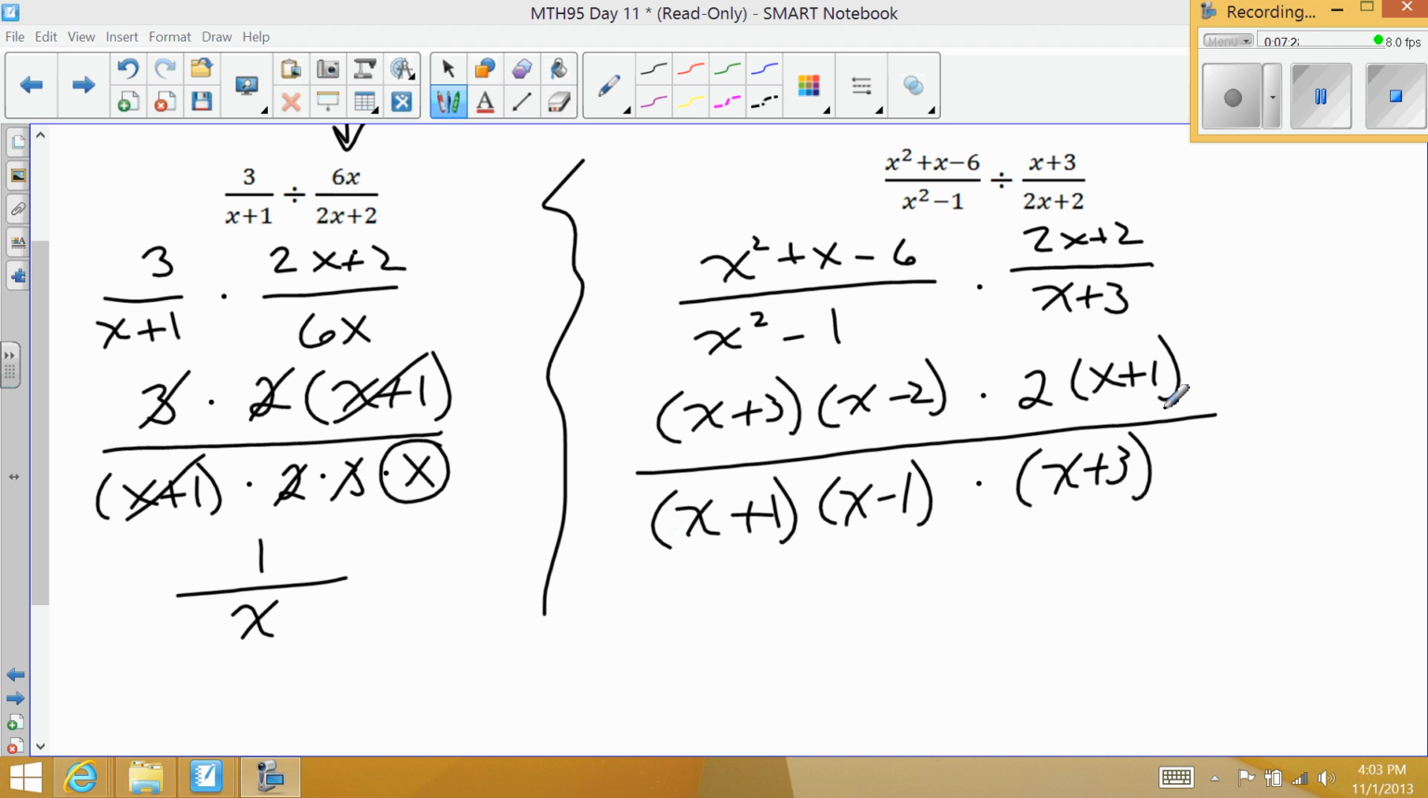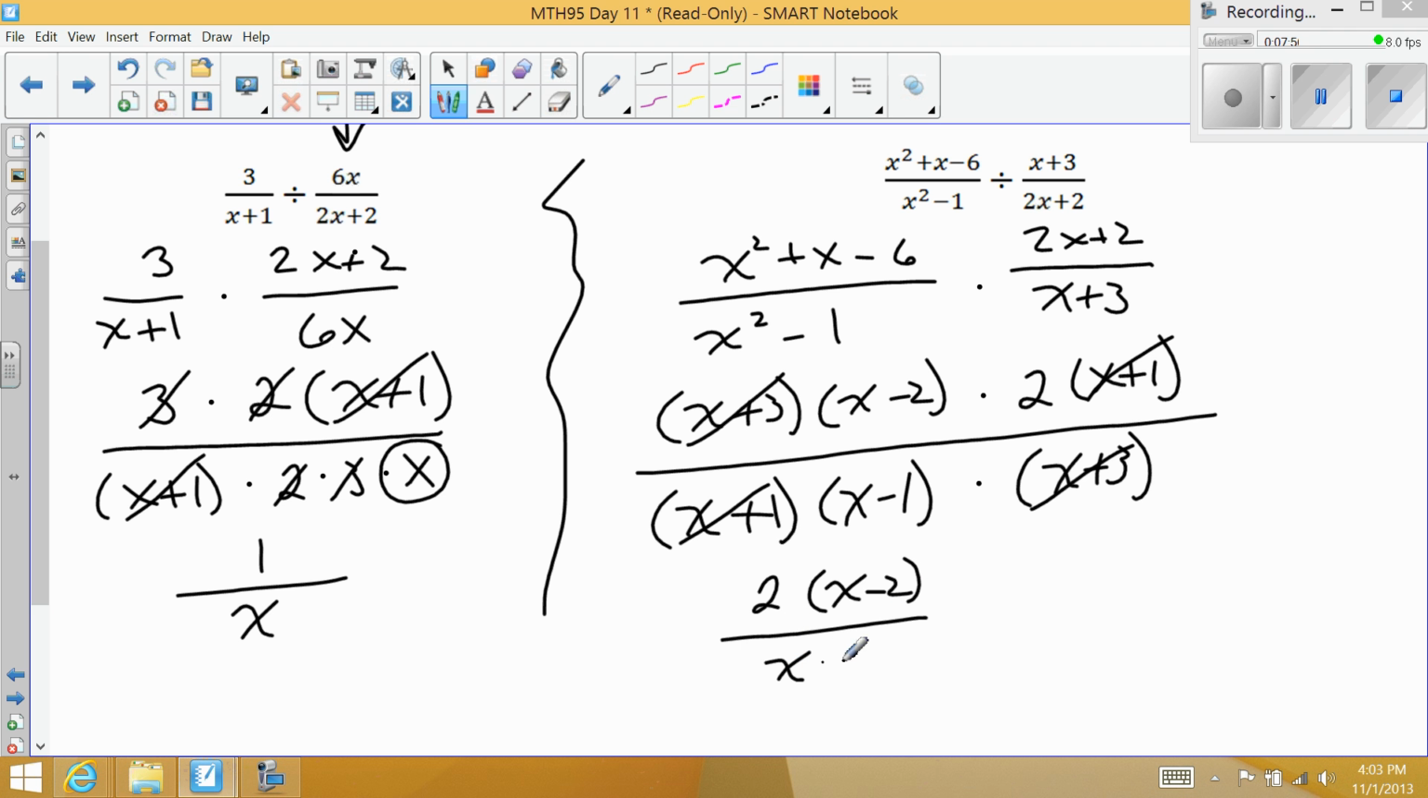X plus 3 is linear, so it doesn't factor. Just put some parentheses around it because I'm multiplying. And then the x squared plus x subtract 6, I saved for last, and it will factor to an x plus 3, x subtract 2. Once it's factored, here's the fun part, then we get to start canceling. The x plus 1's cancel, the x plus 3's cancel, and we see what's left. So I ended up with 2 x subtract 2 over x subtract 1.